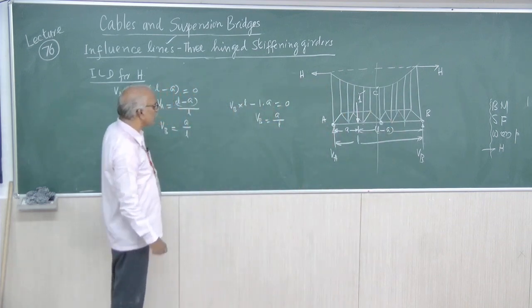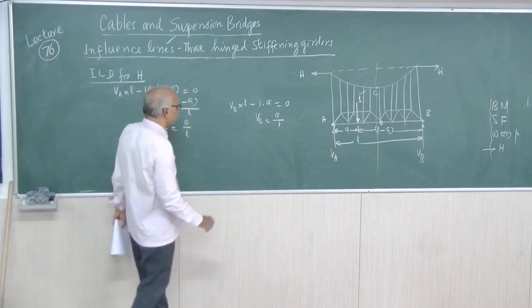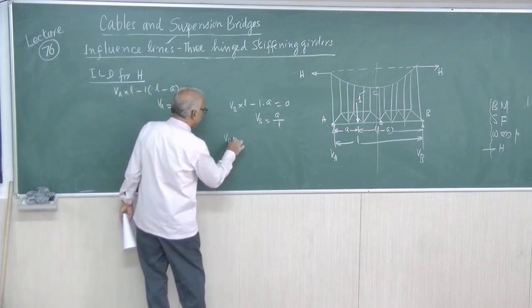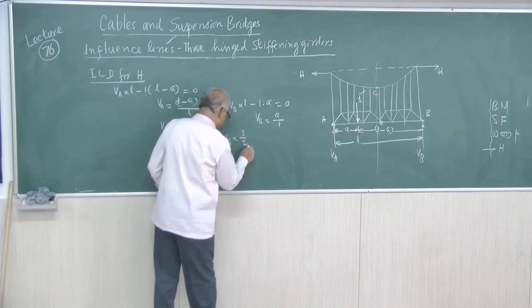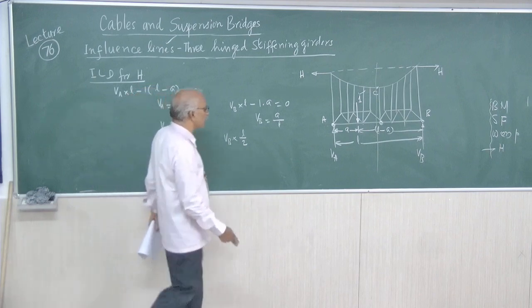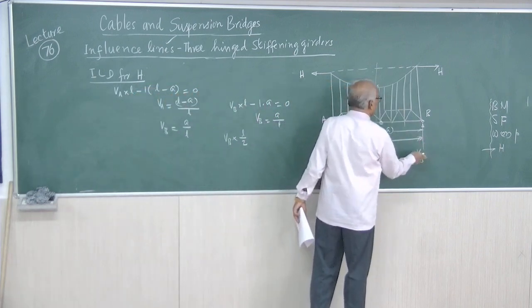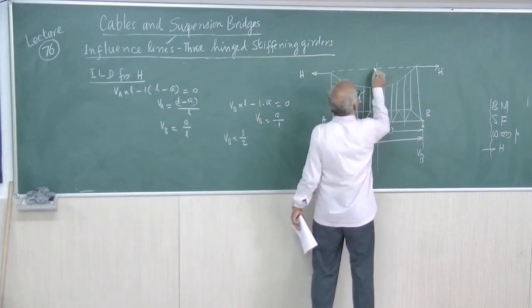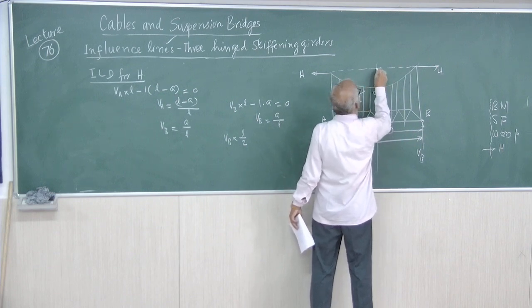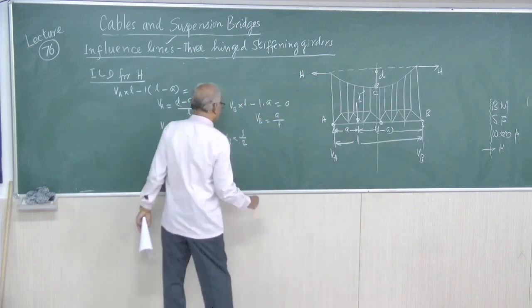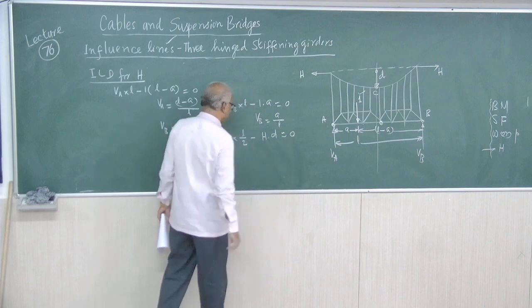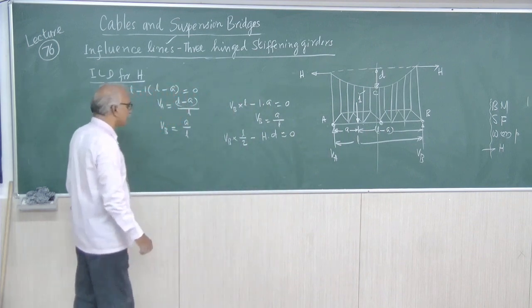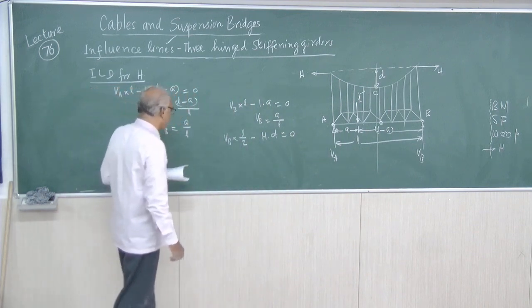So, when we take moment about the lowest point in the cable, it is VB into L by 2. When you take moment about this point, it is VB into L by 2 minus the horizontal tension into the central dip of the cable, so minus H into D equal to 0.